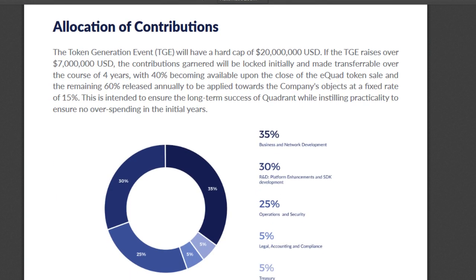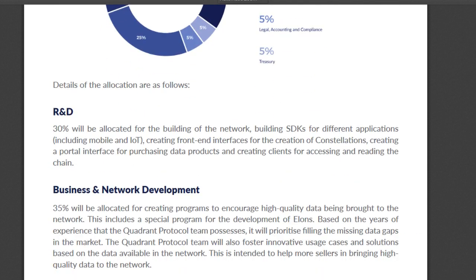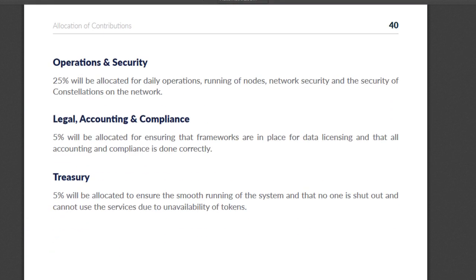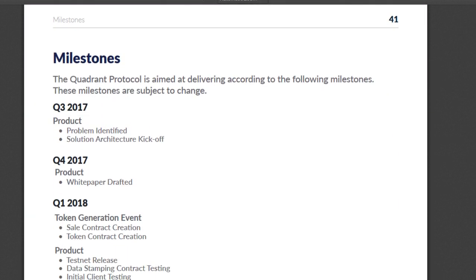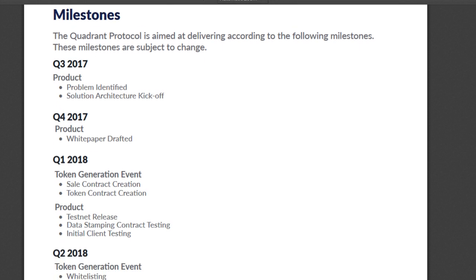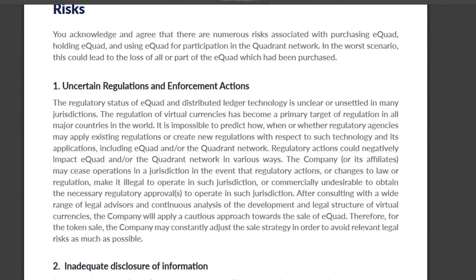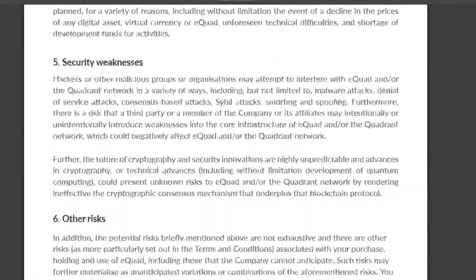Allocation on contributions: again, double check your FAQ paperwork for this. They do have an R&D fund in there, network and development funds, security, legal, treasury, and so on. Nothing wild there. Then there's a rundown of the milestones they have set up for their roadmap, and then your standard risk analysis paperwork at the back here.